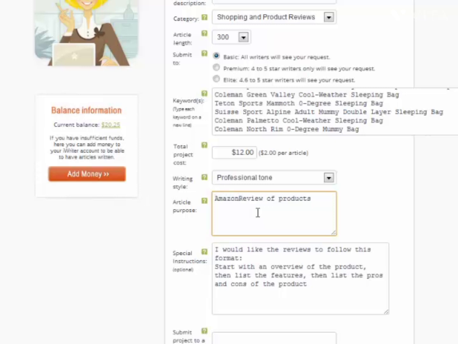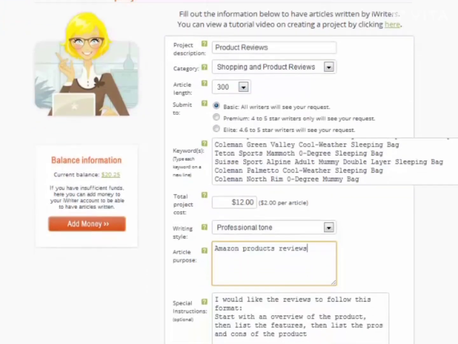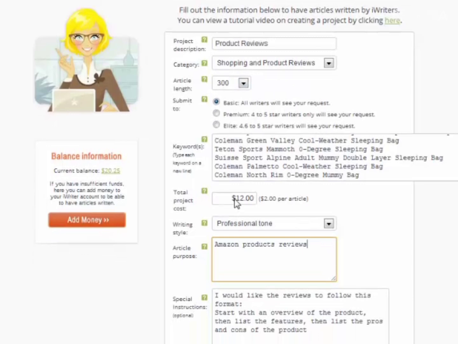So up here, I'm just going to put Amazon. I'm going to change this to Amazon product reviews, just so they know they can go get information on each product from Amazon. That's all there is to it. So I have product reviews, shopping and product reviews, 300-word articles. I listed my 6 articles, so it's going to cost me $12. So again, to basically fill my site with content, it's going to cost me $12.